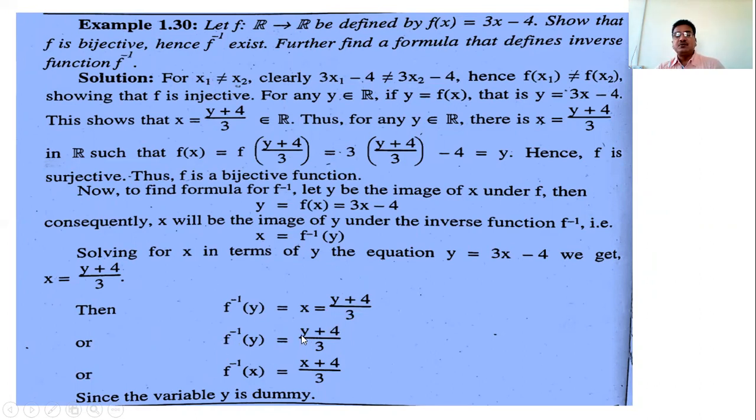F inverse y is equal to (y plus 4) by 3. This y is the dummy variable. That's why you can replace this y by x or z or w. So if you replace y by x, then f inverse x is equal to (x plus 4) by 3. Either this is the final answer or this is the final answer: f inverse y is equal to (y plus 4) by 3. This is the inverse of the function f.